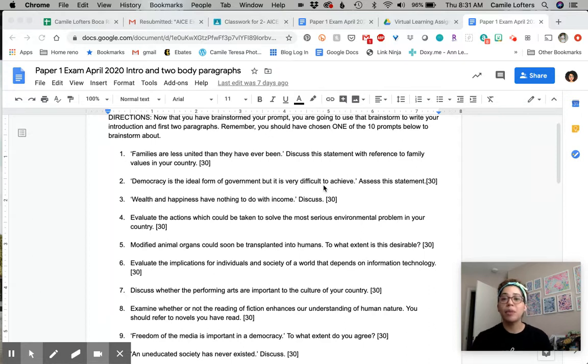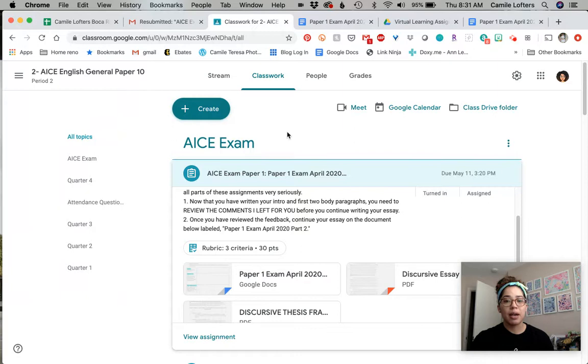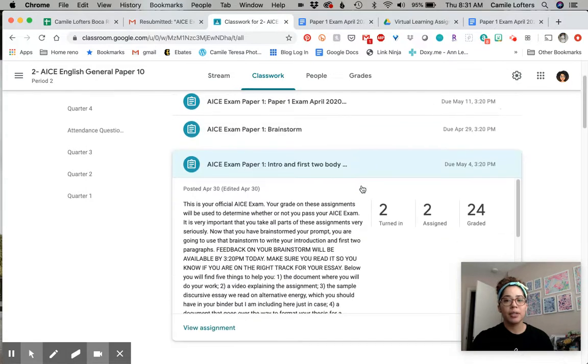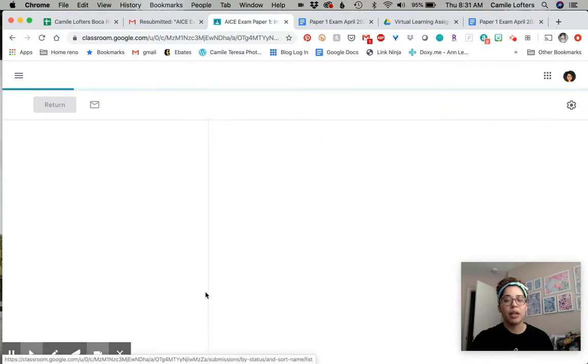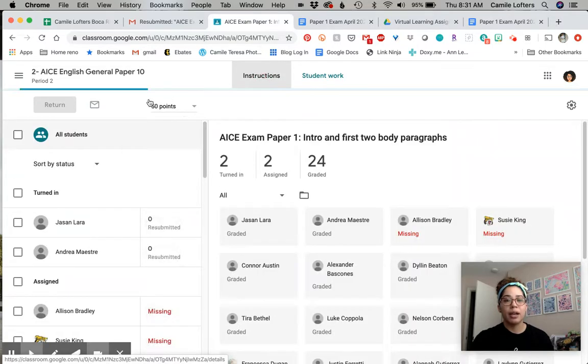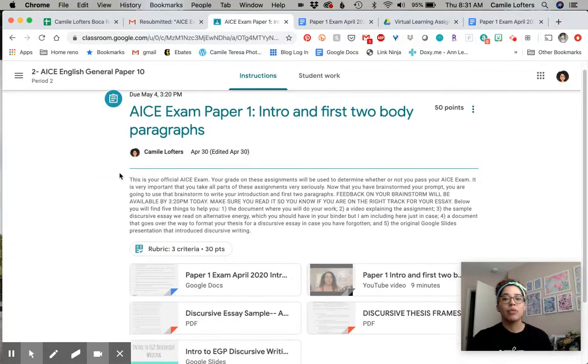We had talked about upgrading, as in, you have an argumentative prompt, you can upgrade to discursive, but you can't go backwards. So if you see my feedback that says something along the lines of, you need to review discursive format, please make use of the resources that I left for you. I'm going to go back to the original assignment, which is the intro and first two body paragraphs. On this assignment, if we click here to view it, you will see that there are a lot of resources here for you.